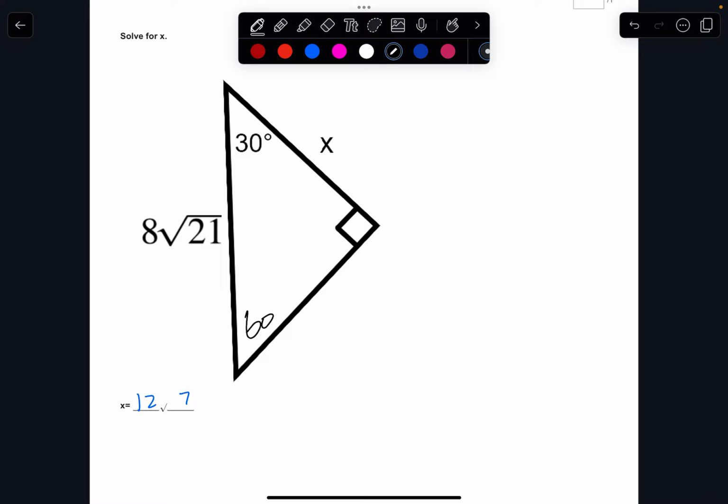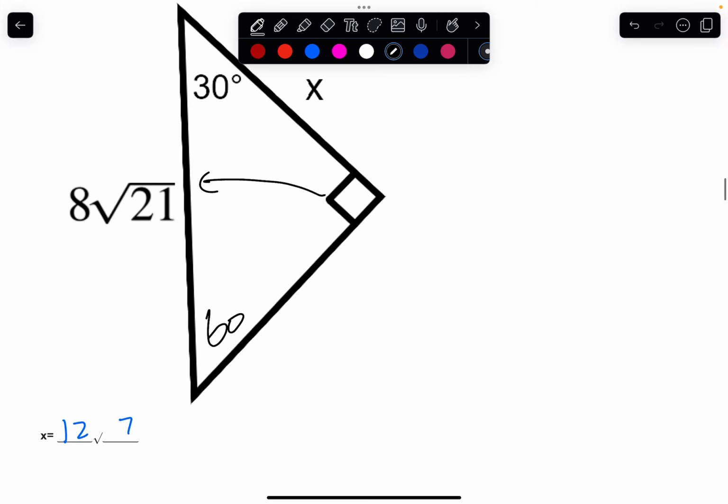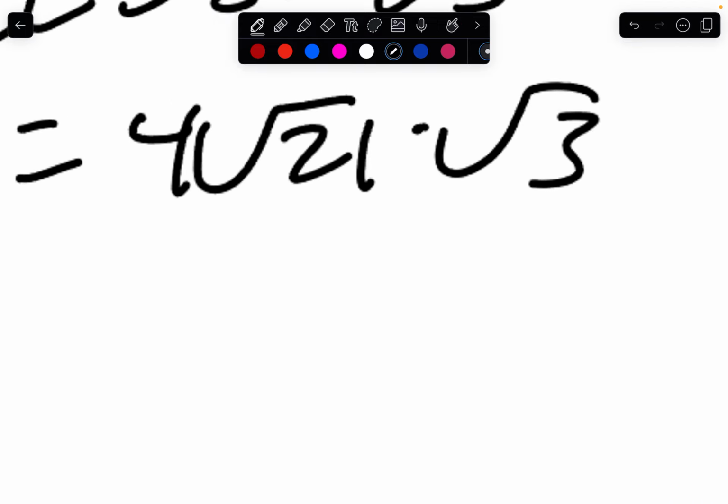30, 60, 90 rules. Here's a 60. So what do we have? We have the side across from 90. That is the hypotenuse. If you remember your 30, 60, 90 rules, the short leg times 2 equals the hypotenuse. So you need to divide the 2 off. So the side across from 30 will be 4 root 21, but they want the long leg. Remember that the long leg equals the short leg times the square root of 3. So the long leg is going to equal 4 root 21 times the square root of 3.